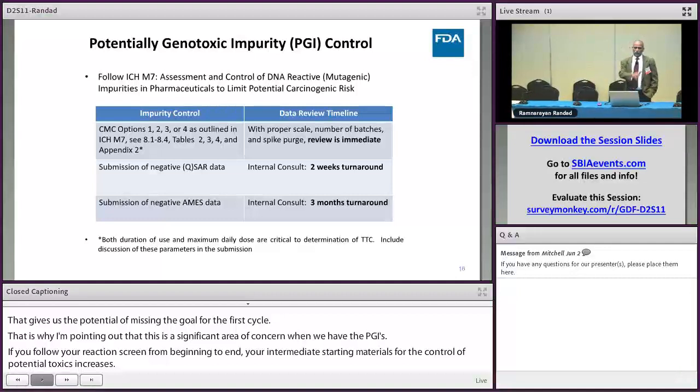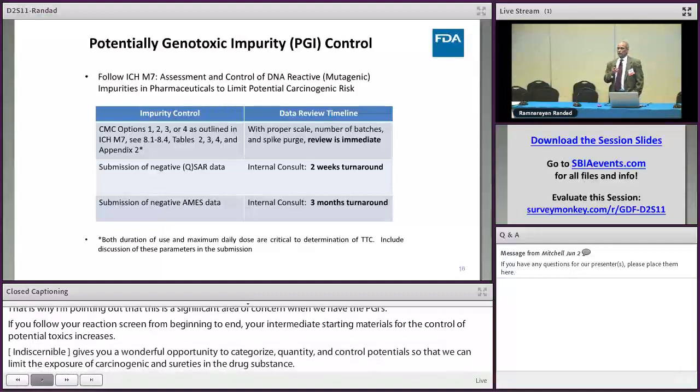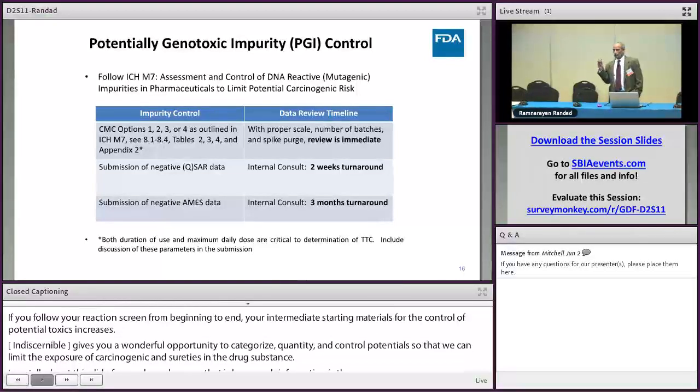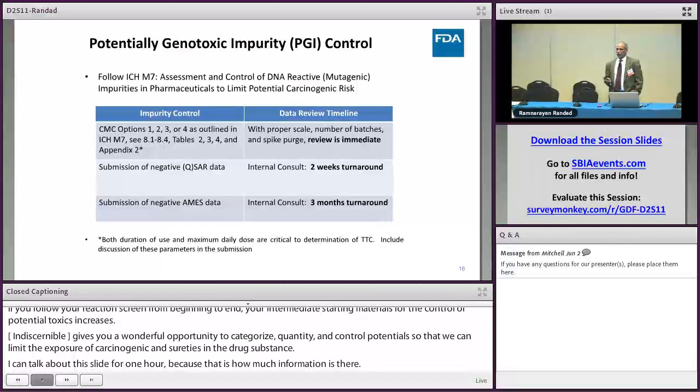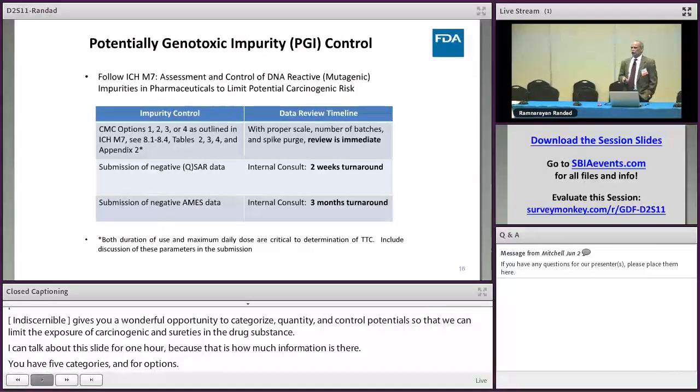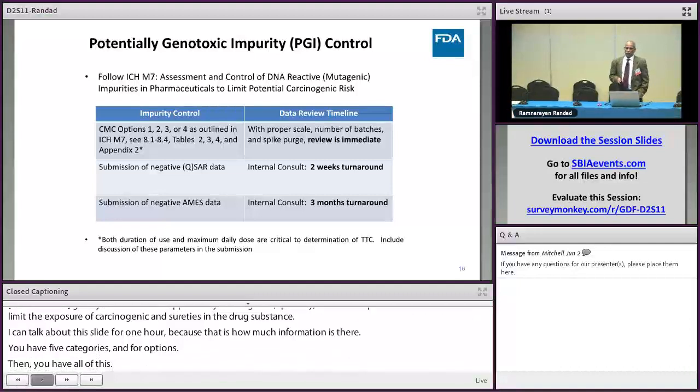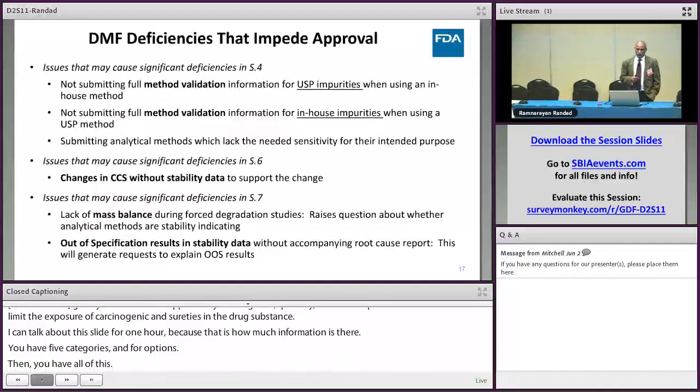I can talk about just this slide for 1 hour because that is how much information is there. You have 5 categories and 4 options, and then you have all this use and all that. So use M7, and I think everybody should educate all their manufacturing people about this M7. That's how I feel about it.